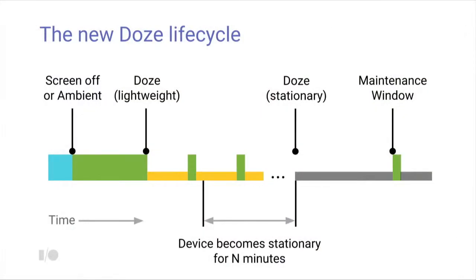Here's an overview of the new Doze lifecycle. After the screen turns off or enters ambient mode for long enough, lightweight Doze can kick in. During Doze, background tasks may be deferred to execute during periodic maintenance windows. If the device later becomes stationary for long enough, a deeper Doze mode kicks in, similar to Doze in Android 6.0. To ensure your background tasks are executed as desired, it's important to write them in a Doze-safe manner.